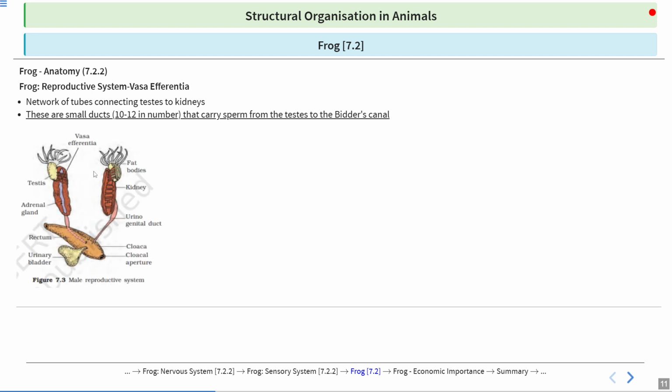So here you can see these are the vas efferentia. Vas efferentia, the connection between the testes and the kidney. Vas efferentia is the connection between the testes and kidney, right? These are small ducts, 10 to 12 in number, that carry sperm from the testes to the Bidder's canal.